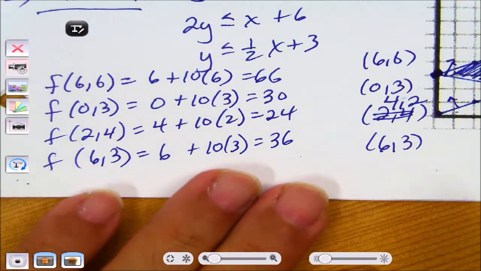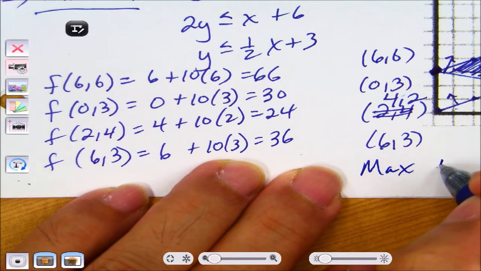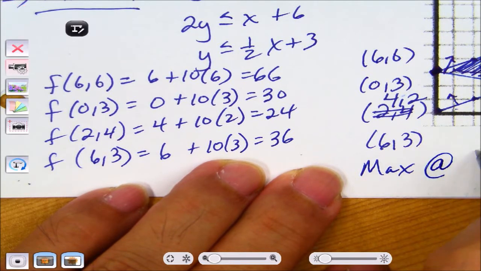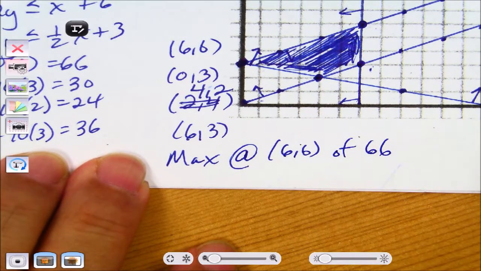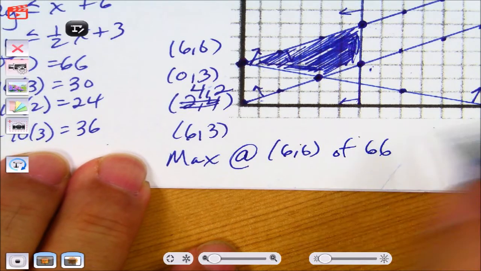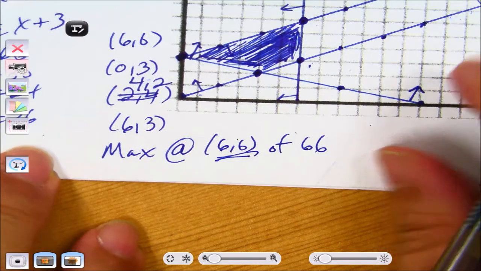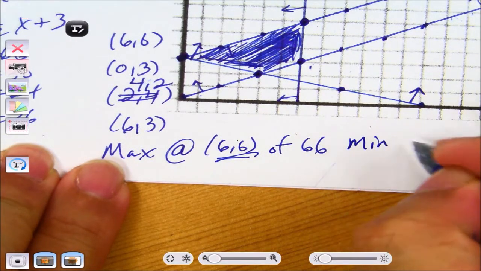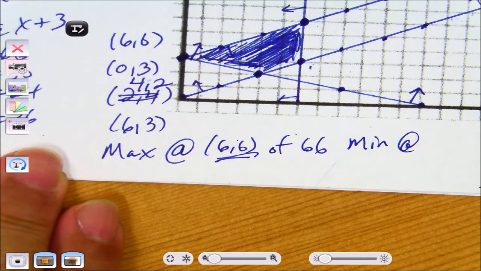Alright, so here's how we're going to answer the question. There is a max at 6, 6 of 66. Can we just say maximum equals 66? I'll need the coordinates where it exists. And there is a minimum at, where is it? What's the minimum? 24, so 2 and 4 or something.